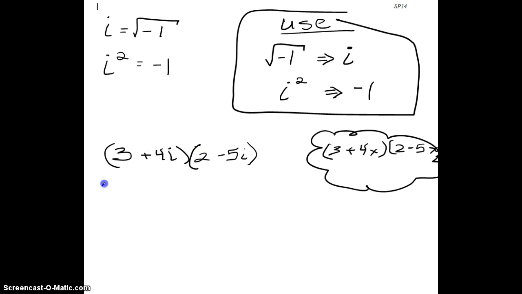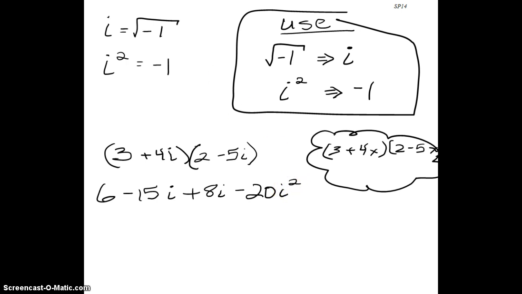3 times 2 is 6, 3 times -5 is -15, and stick the i on there just like you would an x. Positive 4i times positive 2 is going to give us a positive 8i, and positive 4i times a -5i is going to give you -20, and you need to think about what would you do if it was x times x? It would be x squared. So this is i times i is going to be i squared.